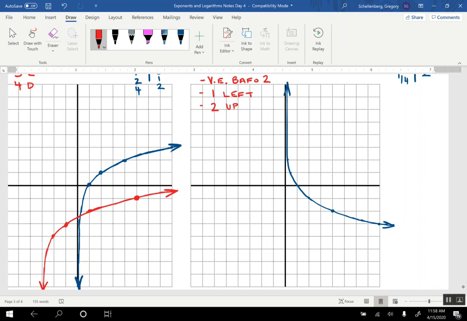Okay, so vertically expanding by a factor of 2, you're doubling the y coordinate. -3 goes to -6. 1 to the left, 2 up. -2 goes to -4. 1 left, 2 up. -1 goes to -2. 1 left, 2 up. 0 stays at 0. 1 left and 2 up. 1 goes to 2. 1 left and 2 up. 2 goes to 4, 1 left and 2 up, and we should end up with something like this.